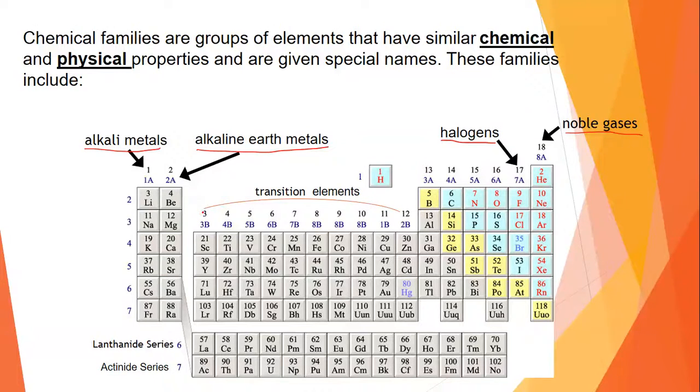Okay, now everything between Group 2 and Group 13, all of these guys in the middle here, are called transition elements. And then we have our lanthanides and actinides that are taken out of this section right here. They would actually go right in here. It just makes the periodic table look really unwieldy.